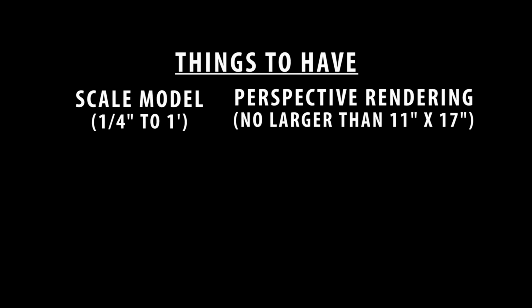The scale model needs to be somewhere between 3 inches and a foot, and the perspective rendering can be no longer than 11 inches by 17 inches. These show the design and its relationship to the theatrical space. You need at least one figure in the rendering or model to show proportion and scale. Models and rendering can be generated through different multimedia, like SketchUp, Vectorworks, or even a 3D printer.